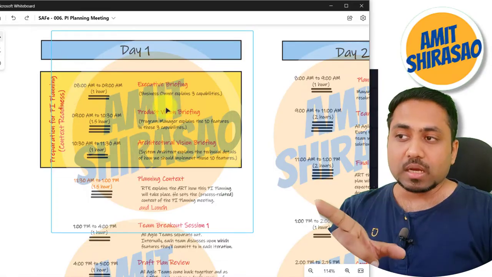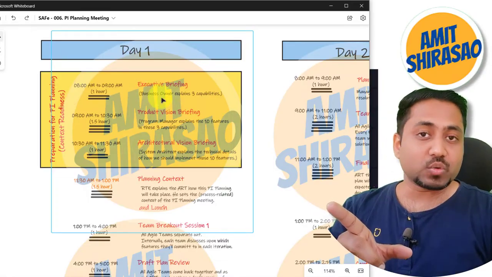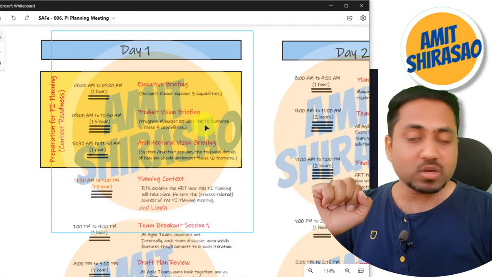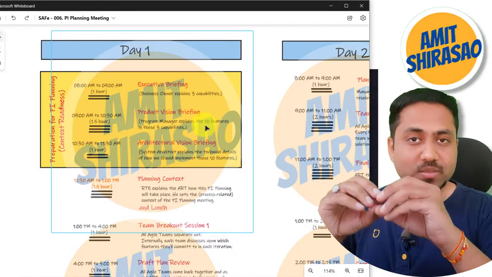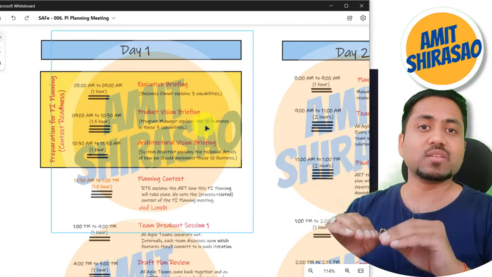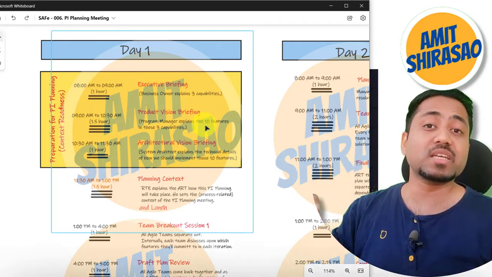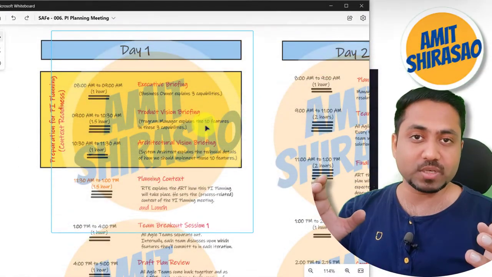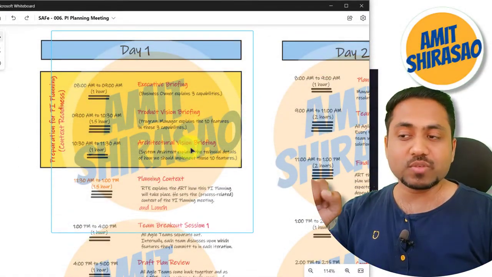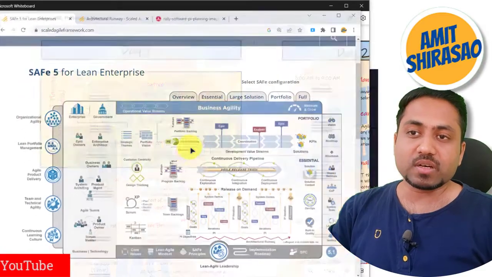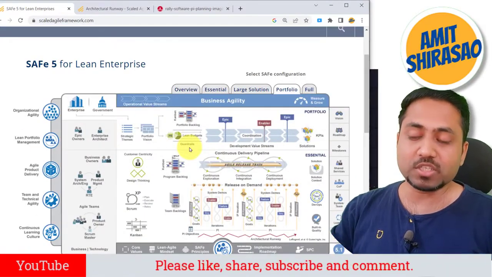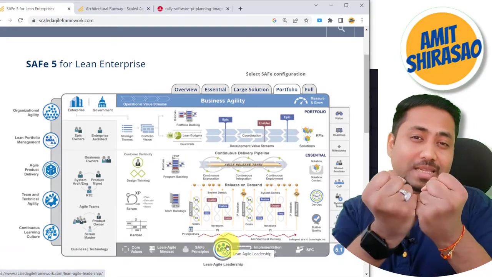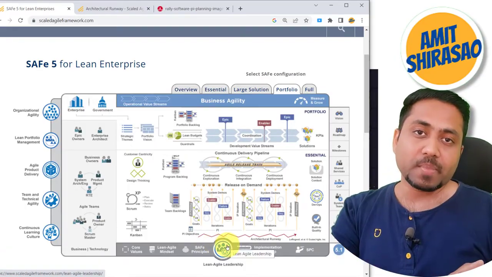Now, in the executive briefing, the business owner has explained those 3 capabilities. In the product vision briefing, your program manager explained those 3 capabilities only, but at the feature level. That means he is explaining those 10 individual features that make up those 3 capabilities. And then in the architectural vision briefing, the system architect or system engineer is going to explain the architectural runway and how we are going to maintain it in this particular PI.